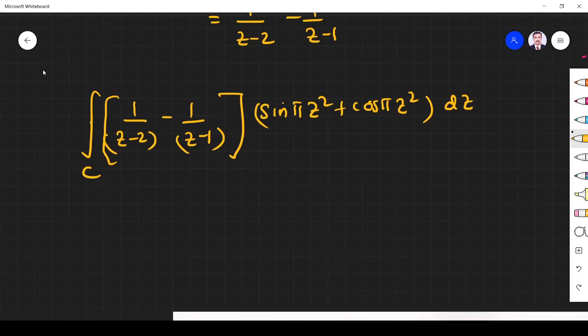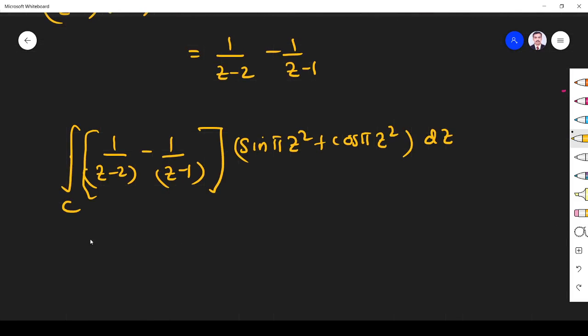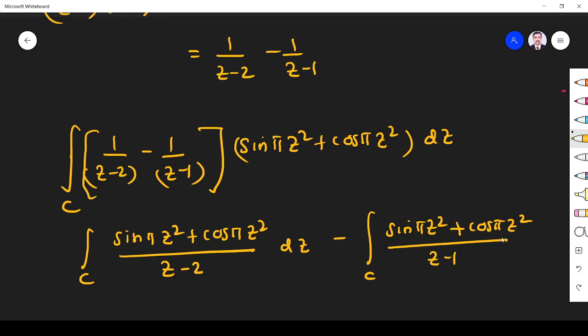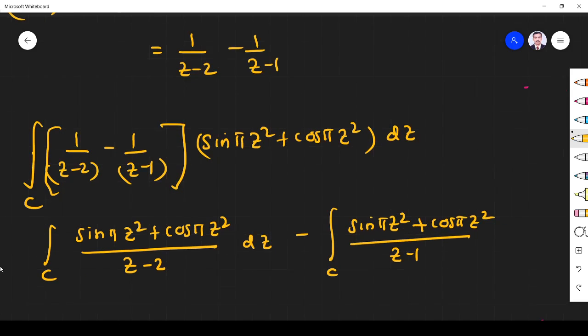So now I can split, right? How can I split? So integral over C of (sin pi z squared plus cos pi z squared) divided by z minus 2 dz, minus integral over C of (sin pi z squared plus cos pi z squared) divided by z minus 1 into dz. Fine. Okay, now it is a simple formula.